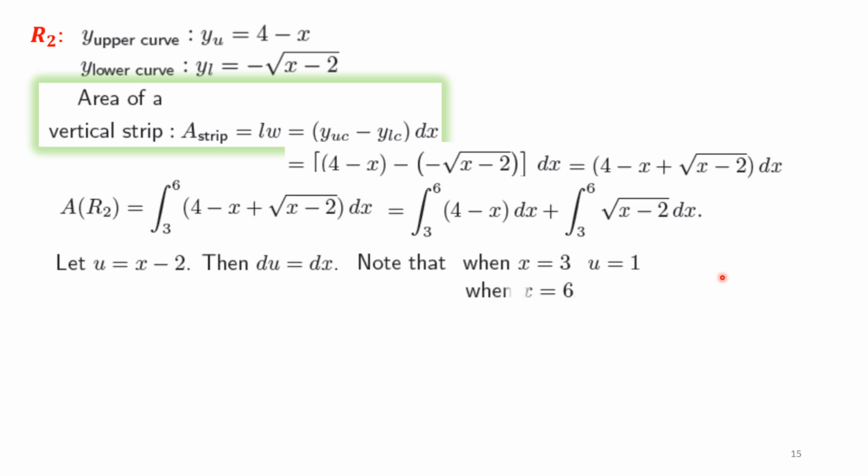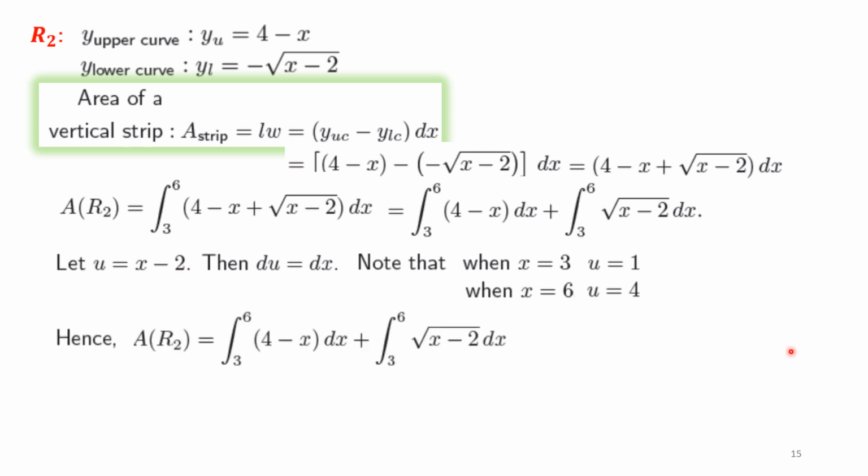Then when x is equal to 6, the value of u will now be equal to 4. 6 minus 2 will give you 4. So we now have the area of the region: the integral from 3 to 6 of 4 minus x dx plus the integral from 3 to 6 of square root of x minus 2 dx will now be equal to the integral of 4 minus x dx evaluated from 1 to 4, plus u to the 1 half, because our u is equal to x minus 2. So x minus 2 square root, so we have 1 half.